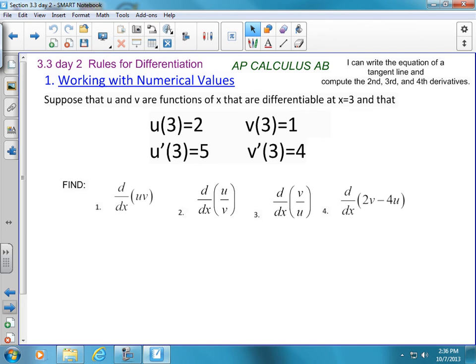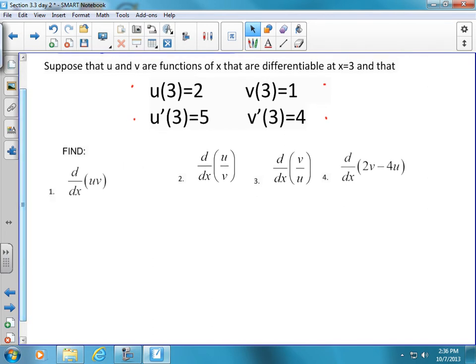And we are going to have two functions. One's called u and one's called v. And we're going to say that they're both differentiable at x equals 3. So we're given these four values of the two functions at 3 and the two derivatives at 3. So we have u and u prime, derivative and function, and we have v and v prime, derivative and function. So we're going to find four different derivatives here using the product rule and the quotient rule.